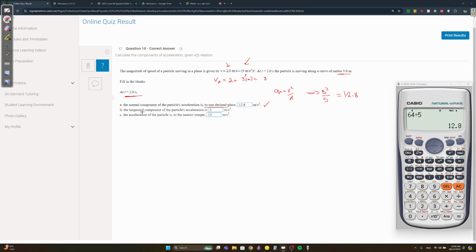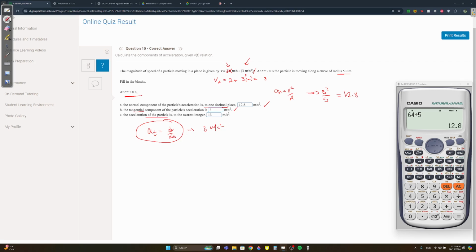The tangential component of the particle's acceleration. If they don't say it's UCM, or if it's not along a circle or uniformly, then you have to use the formula that a tangential is just the derivative of velocity with respect to time. Very easy formula, guys. Derive velocity, you get acceleration. The derivative of 2 is 0. For 3t, reduce the exponent by 1 and you get 3. So 3 meters per second squared.